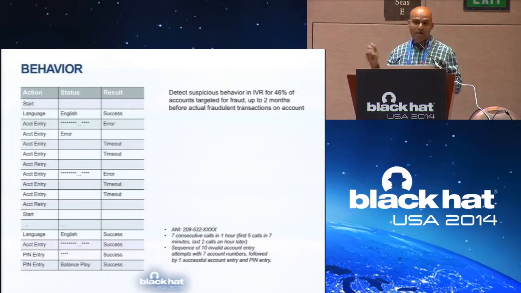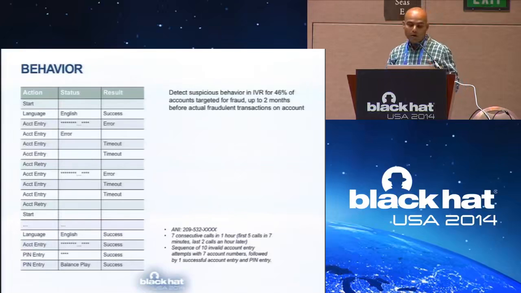We have been able to find reconnaissance activity on those at a false positive rate of about 2%. We'll talk about that later. In some cases, we found it up to even 2 months before actual fraudulent calls or transactions on the account. So that's, again, a very interesting result.